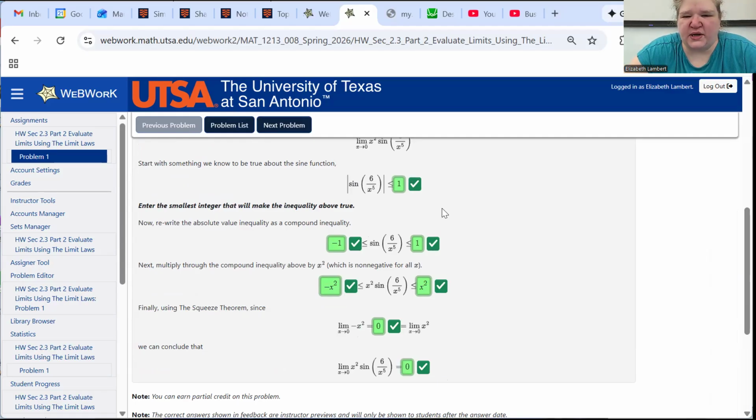So the wording on this one and the format sometimes trips people up, but feel free to graph this and then graph the -x squared and x squared, and you'll see that it's always above and below this crazy graph in the middle, and that it'll shrink down to 0.